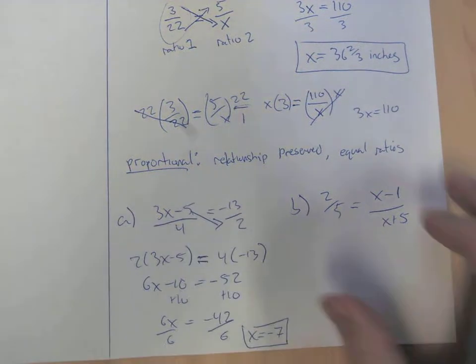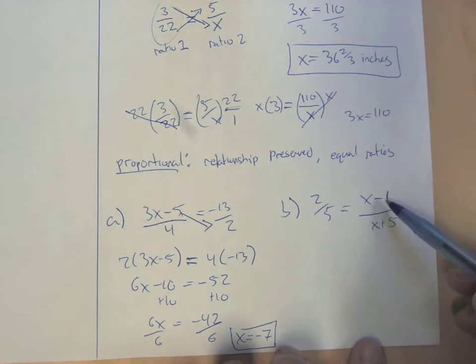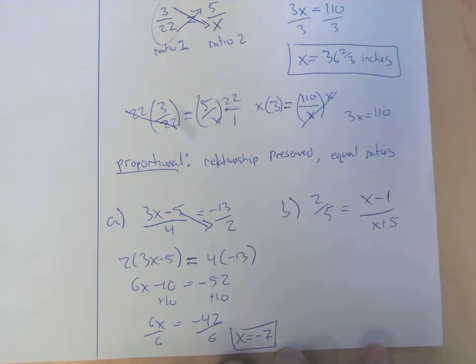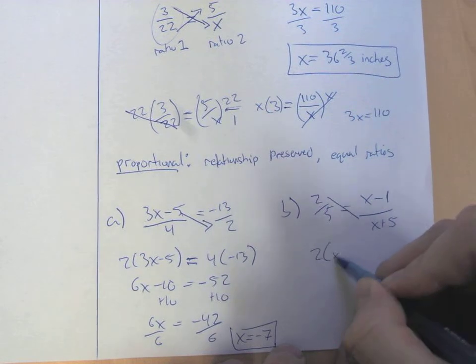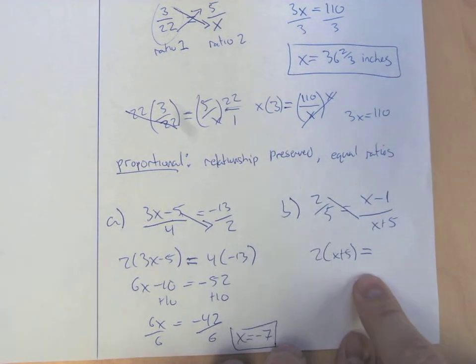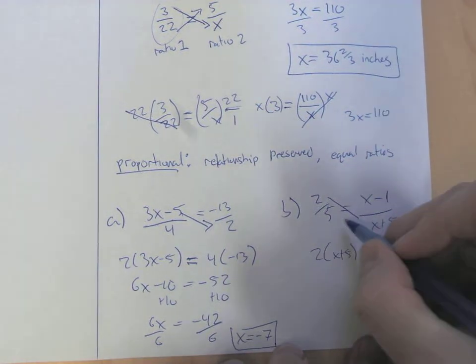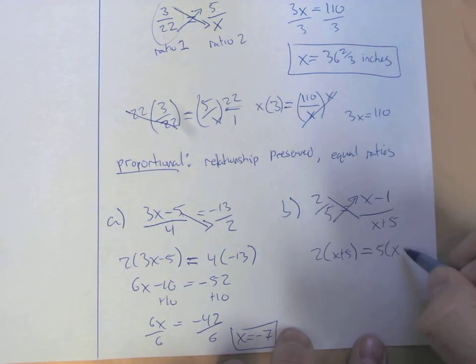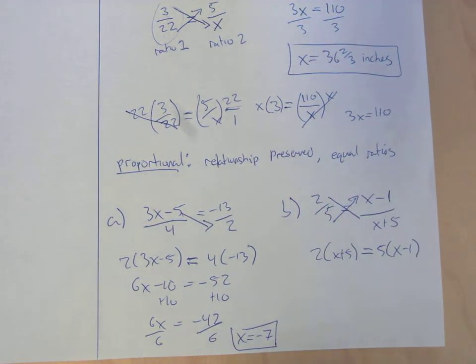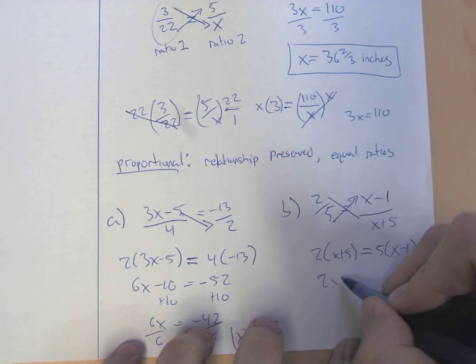Over here on the other side, we have a binomial over a binomial, and that's okay. No big deal. Just make sure you distribute. So we got 2 times x plus 5 equals, don't forget your equal sign. Sometimes when people cross multiply, they put everything in one expression, and that's obviously going to mess you up. So we need an equation. If we start with an equation, we should continue to have an equation as we go.